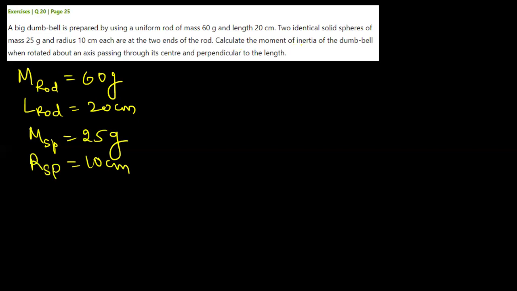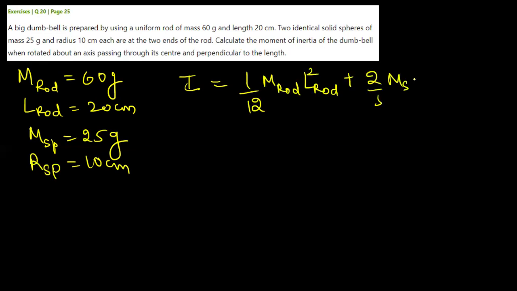ठीक है. So calculate the moment of inertia of the dumbbell. Please remember the moment of inertia of dumbbell का formula is given by 1/12 mass of rod, length of rod का square plus 2 mass of sphere, 2/5 r square plus l square. ये रेडियस ऑफ स्फीयर है, ये लेंथ ऑफ रॉड है. ठीक है, ये 2 है.